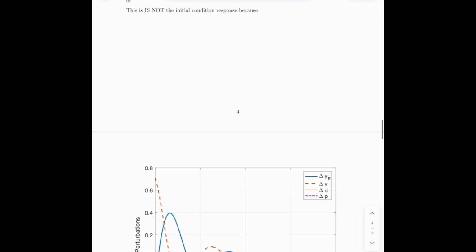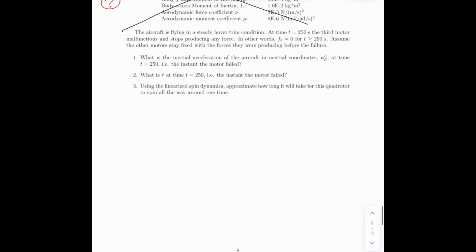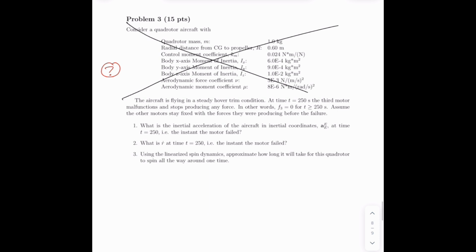And then the rest of the question, so this is lateral dynamics. We only are covering longitudinal dynamics on exam 2. And then the last question is about quadcopter dynamics and not stability. And we're covering longitudinal stability on exam 2. So yeah, we don't need to worry about that problem either.